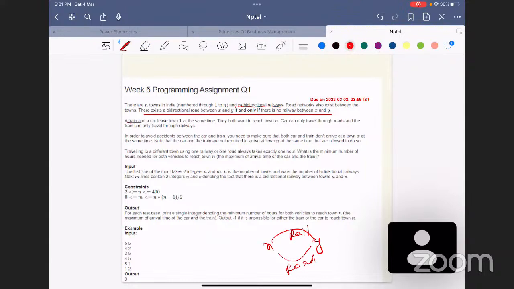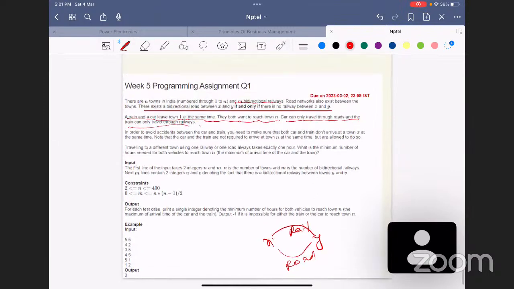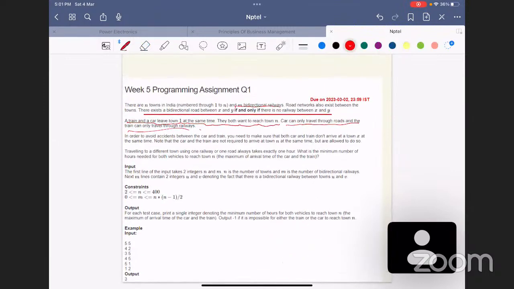Next, the train and car leave town 1 at the same time. They both want to reach town N. Car can only travel through roads, obviously, and the train can only travel through railways. So we're starting from 1, we want to reach N, the car starts from here, the train starts from here, and they both want to reach the destination N. Okay, so this is what it is all about.